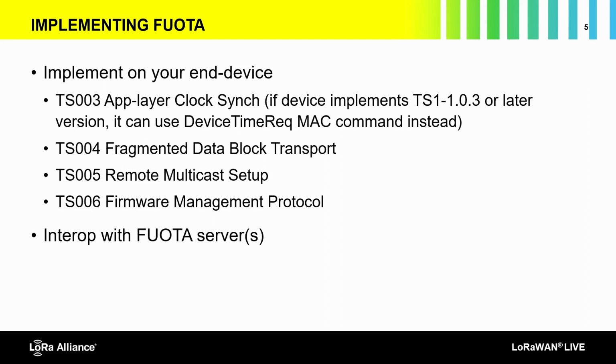If you want to implement FUOTA, these are the technical specs you should be implementing. This can all be found on the resource hub of LoRa Alliance. You need to have an app layer clock synchronization protocol. If your device implements the link layer version 1.0.3 or later, you can instead use DeviceTimeReq. Because DeviceTimeReq was not available in earlier versions, we implemented an application layer equivalent of that. And TS004 fragmentation, TS005 remote multicast, and if this is firmware management, then TS006. If it's just pushing a large file that you know how to deal with, you don't need to implement TS006.